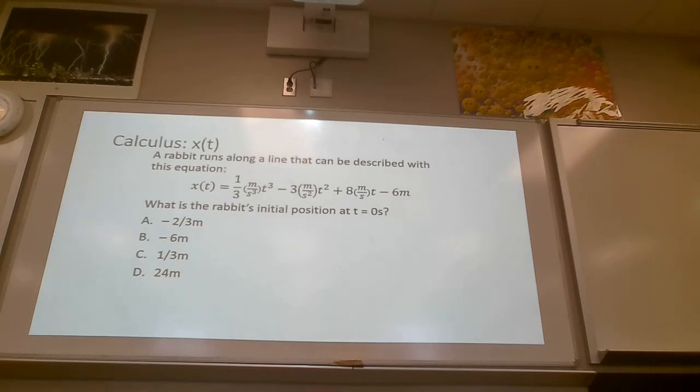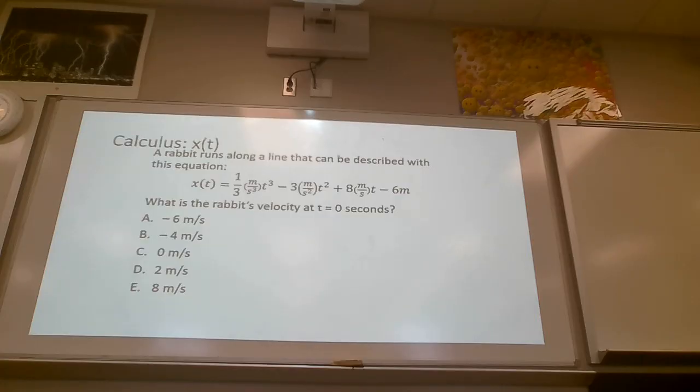Everybody good with B? Yes. You stick in 0 for T, and you get -6. Yeah. Notice that it has a T. No, it's about to take the derivative of it. Yeah. All the way down to acceleration.